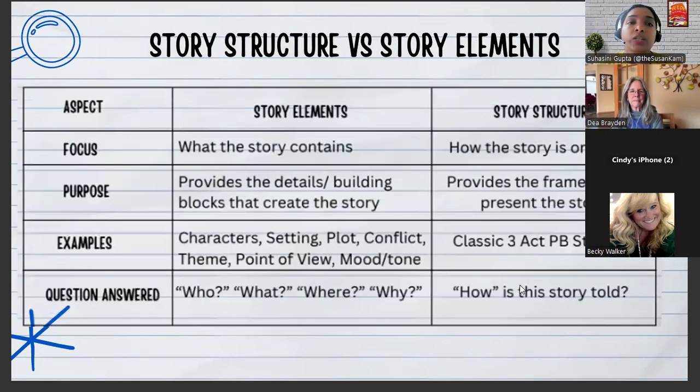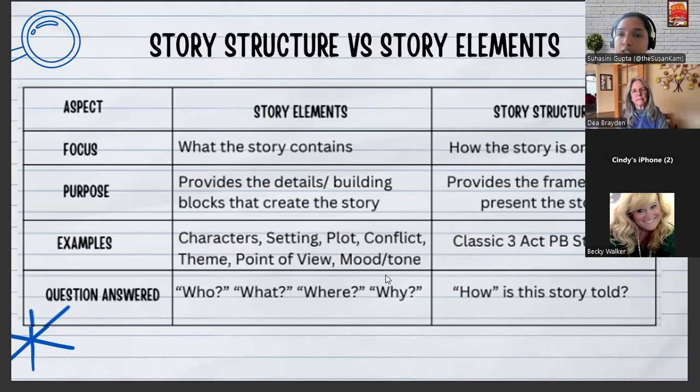Okay. So, what is story structure and story elements? These are two things which actually make stories. Story elements are building blocks to create stories. So, if you ask who are the characters, what do they want, where is the setting, all these questions will make elements. For example, characters, setting, plot, conflict, theme, point of view, mood, tone.